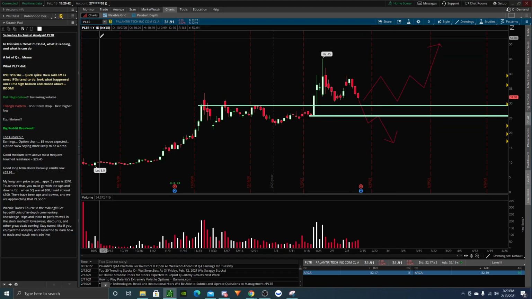So hopefully this is a really good analysis for you on PLTR. You can see the long-term price trends of PLTR and what you can potentially expect forward after earnings.